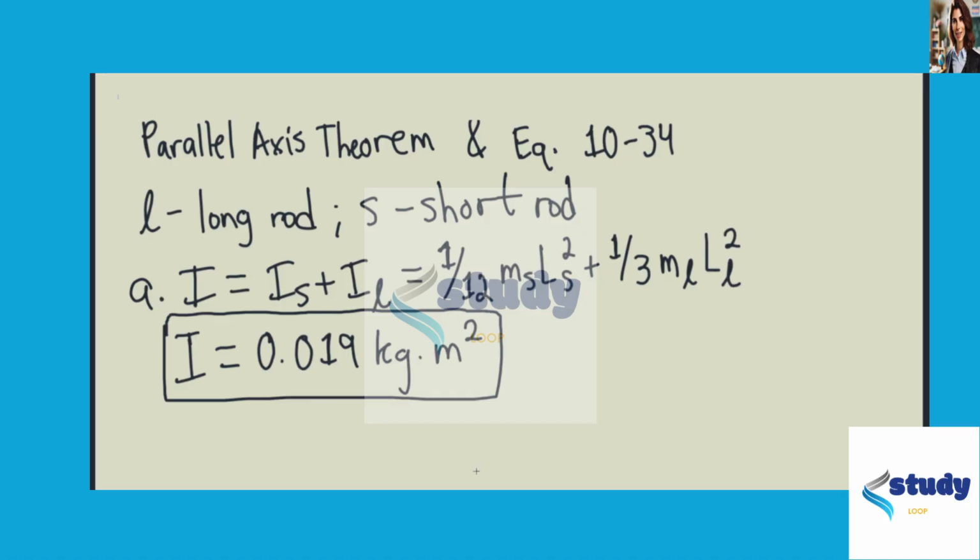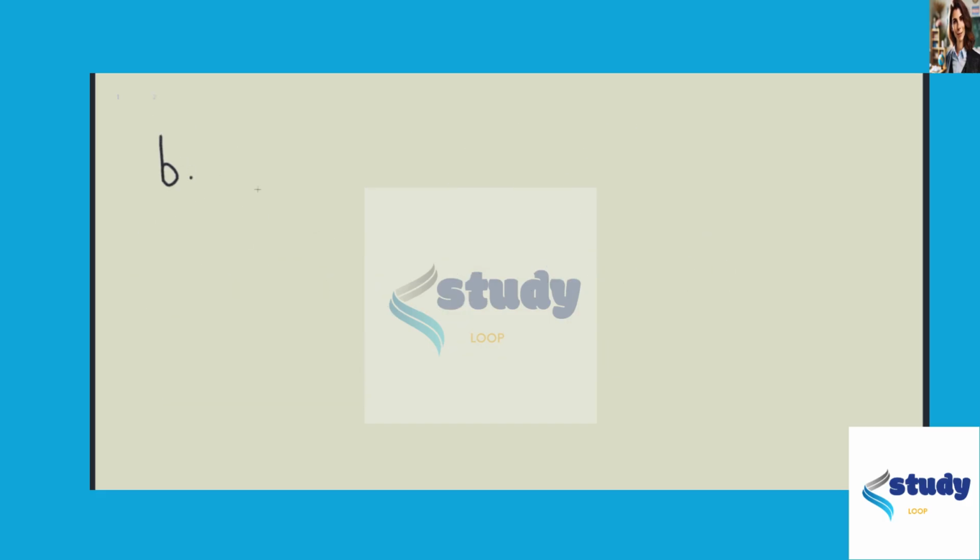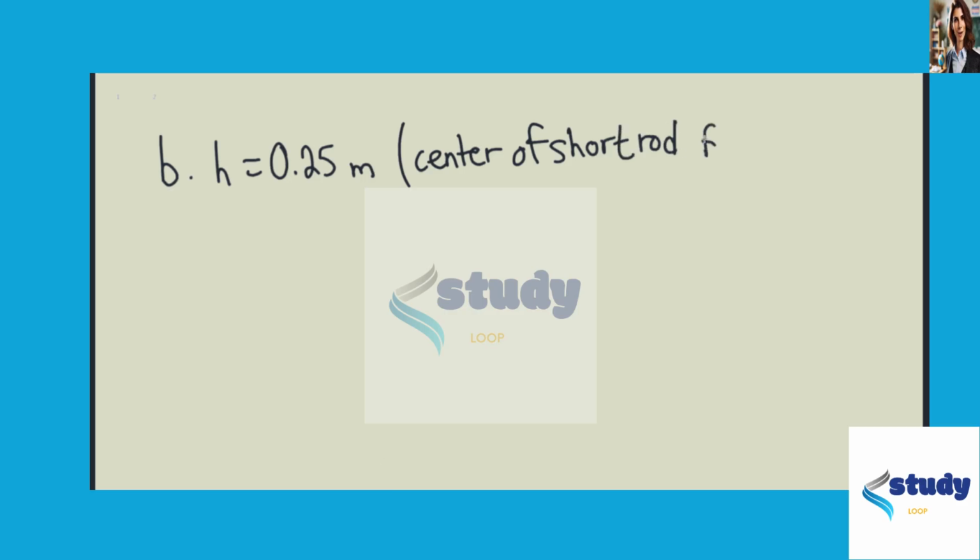And then we can say that for B, we note that the center of the short rod is a distance h equaling 0.25 meters from the axis. So this would be the center of the short rod from the axis.